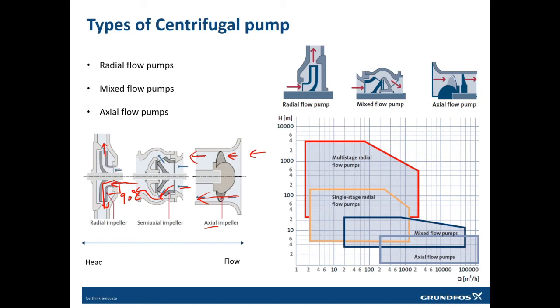Now how does this affect the duty which the pump can give? If you can see here, radial pumps are good for high pressure. Radial pumps can go up to 4,000 meters, but will be restricted to around 1200 cubic meters per hour. If you need very high pressure, go for radial impellers. If you need very high flow, then go for axial flow pumps.